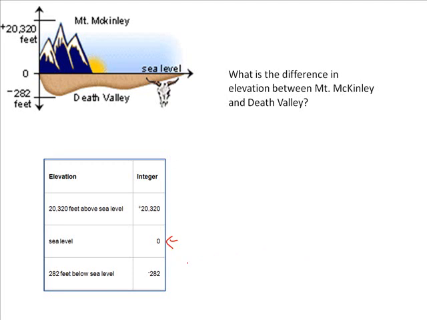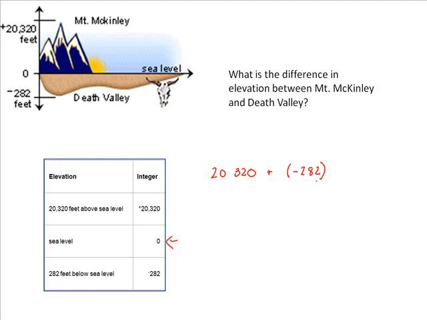Mount McKinley is at +20,320 and Death Valley is at -282 feet. To find out what the difference in elevation is, we'll have to take our 20,320 and add our second integer of -282.